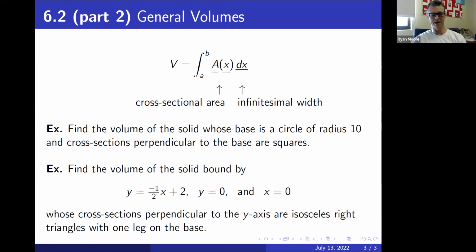So think of that as the base, whose cross sections perpendicular to the y-axis are isosceles right triangles with one leg on the base. So from that region, the cross sections, isosceles right triangles, so that means two sides of the same length, with a right angle, with one of the legs on the base. Okay.